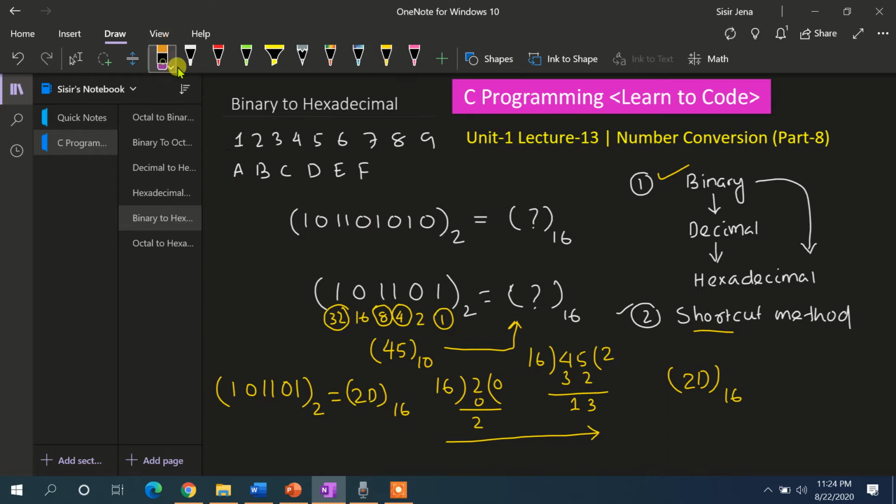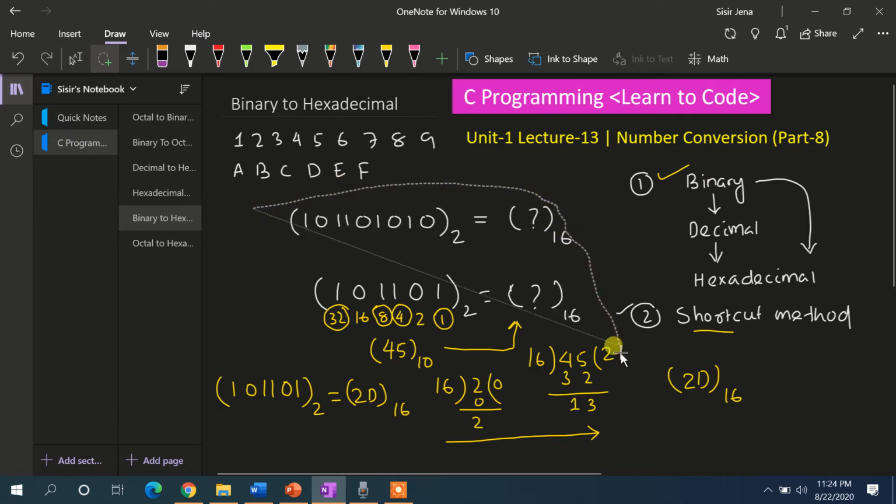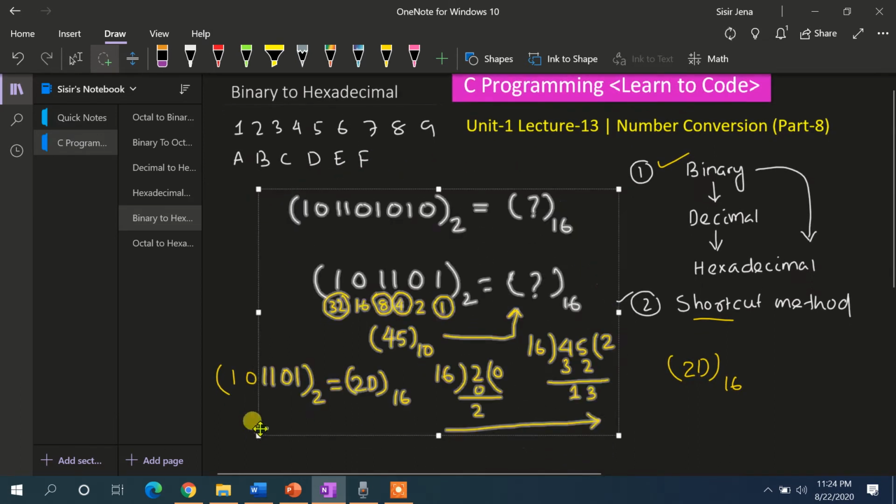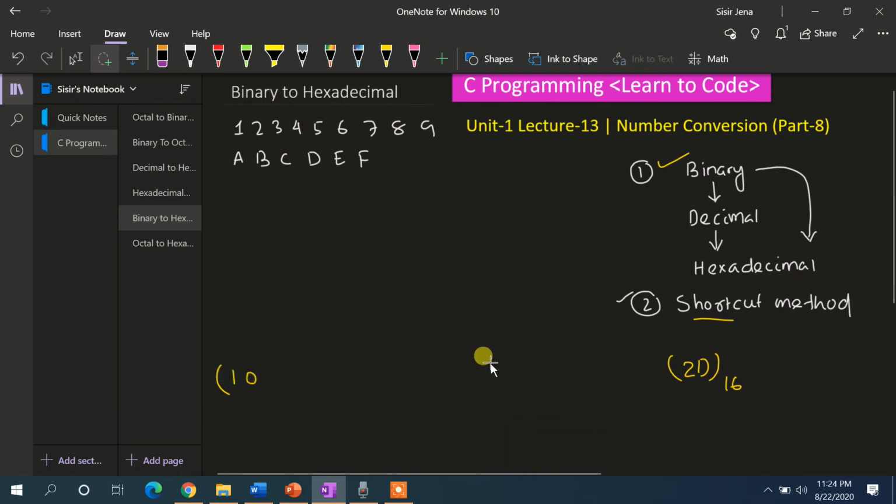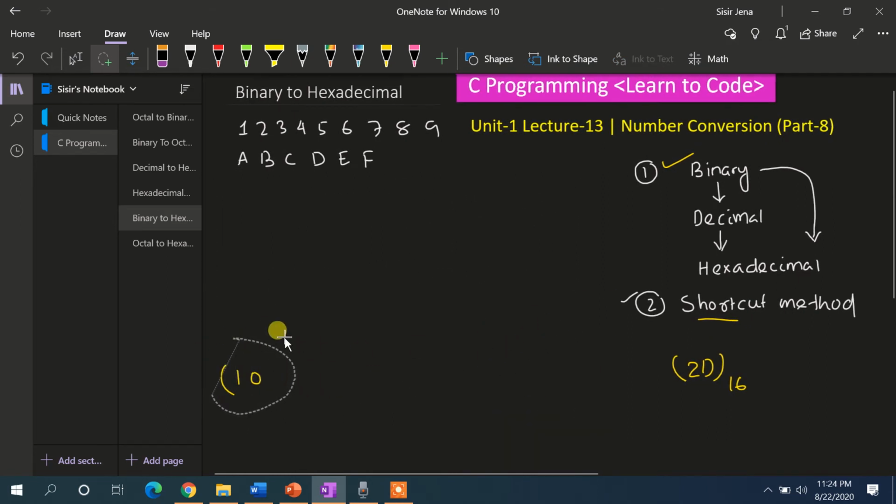So before I discuss the shortcut method, let me erase this one. Let me first select this one and I'll erase this one. Okay, delete. So anyway, the shortcut method will be very much easier.